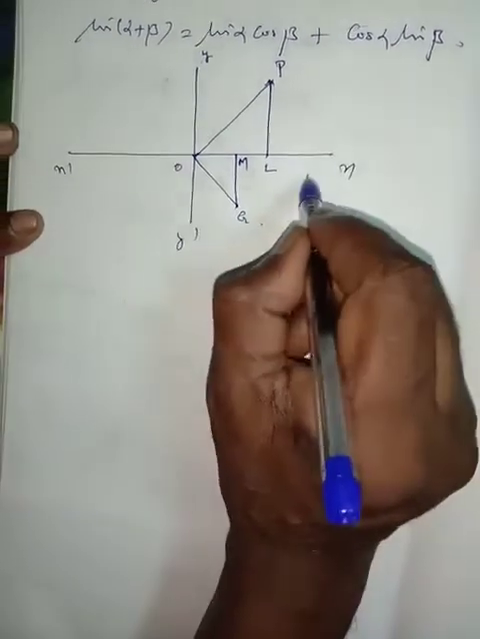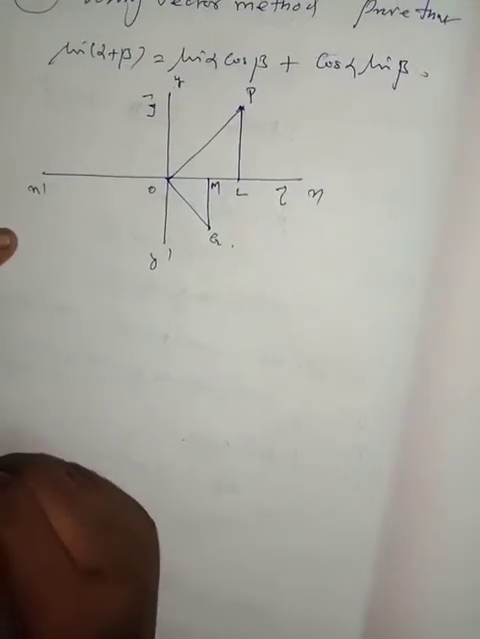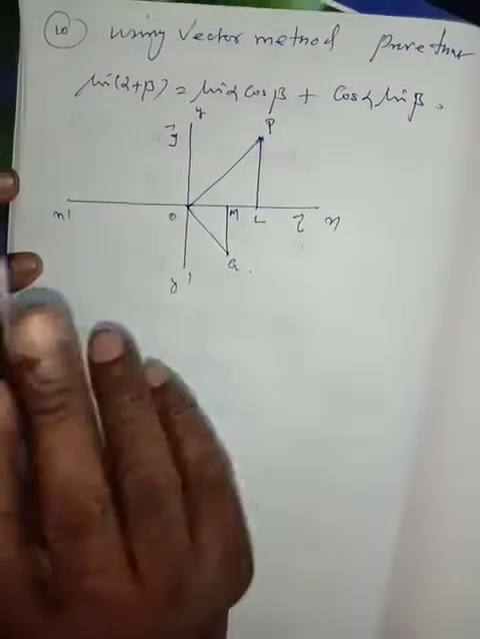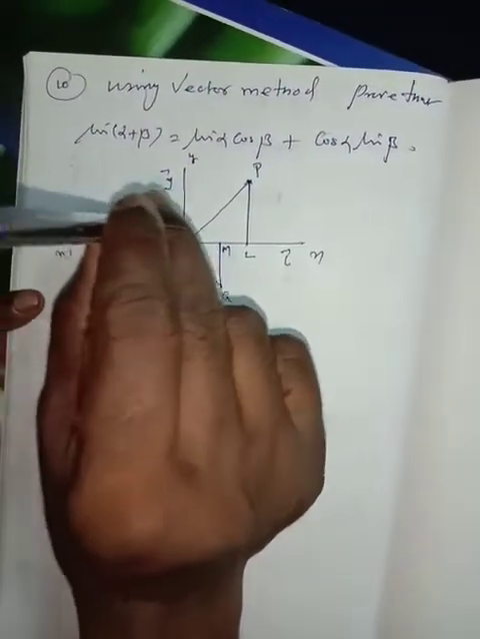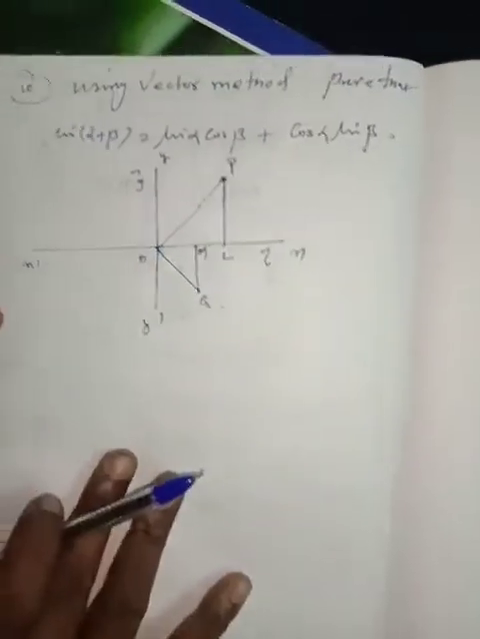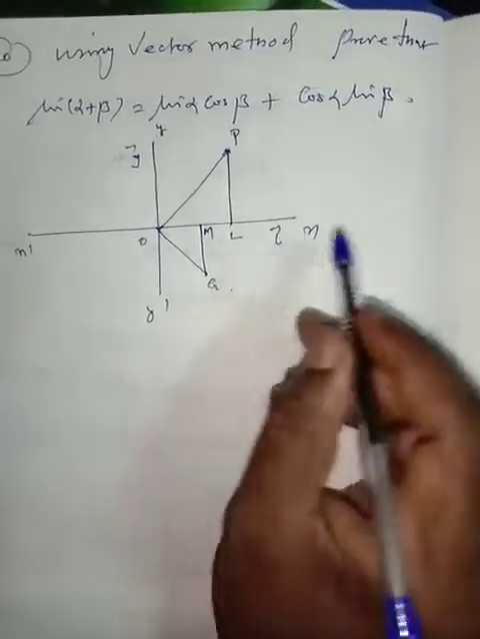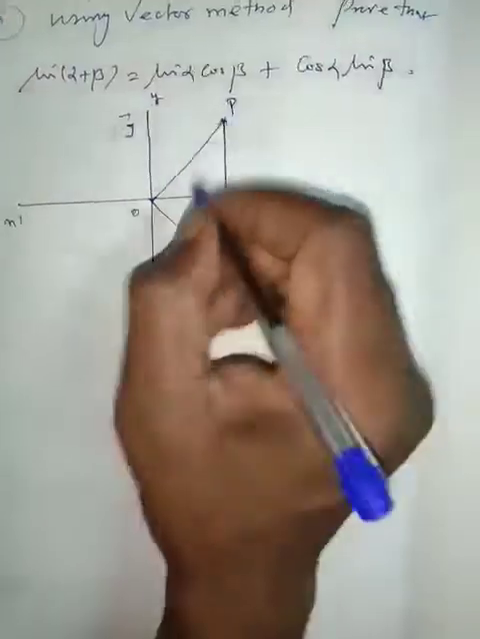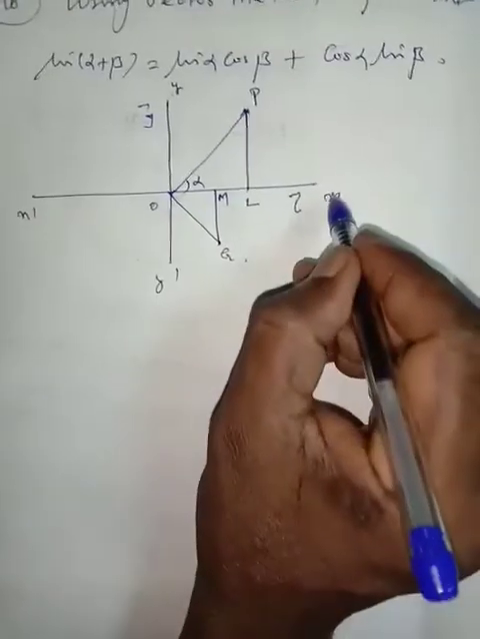i vector acts along x axis, j vector acts along y axis. In this case, cross product, therefore k vector acts along z axis. K vector is perpendicular to the plane of x axis, y axis. Z axis is perpendicular to x and y axis. Now z axis acting along a unit vector is k vector. Okay. Now let us take angle alpha as XOP.